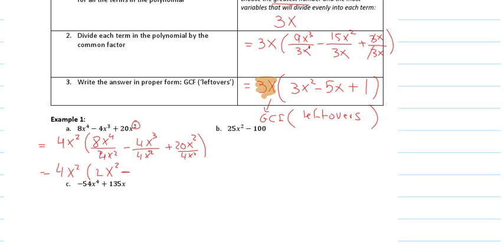What's 20 divided by 4? 5. What's x squared divided by x squared? 1. They cancel each other, right? So that means I'm left with 5. Okay? So I have my GCF, which is 4x squared, and I have my leftovers in the bracket. Okay? So this is what I want you to do. I want you to try B and C. Okay? And check with the person sitting next to you, and then come and check with me.